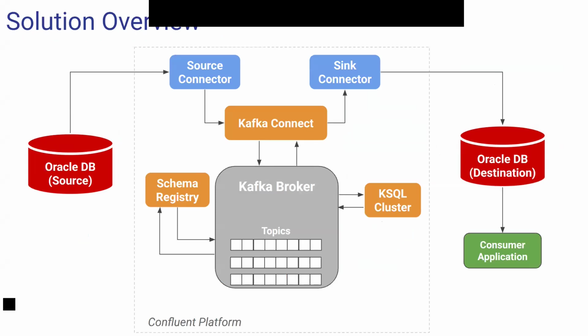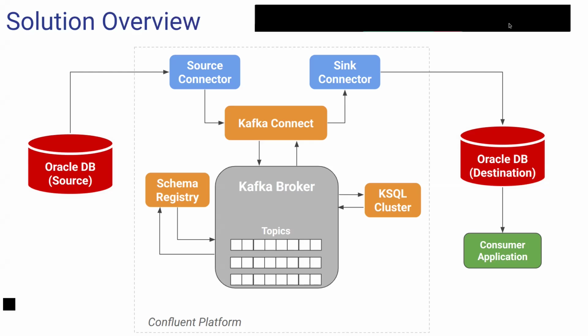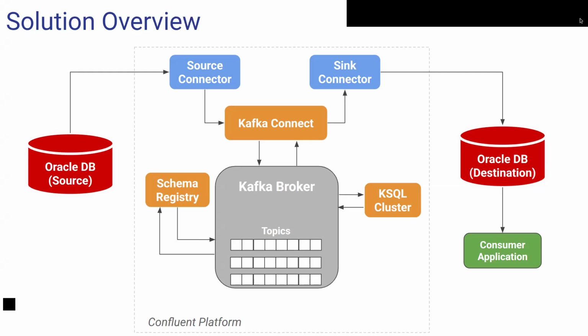So what solution did we propose? The customer already had a Confluent Platform on-prem installation. So we proposed we can use a source connector and a sink connector to source the data from the Oracle DB on the source side, publish it to the Kafka broker, and from the Kafka broker, sink it to the Oracle destination DB. We are also using Schema Registry for serialization and deserialization. Along with that, we also proposed to use a KSQL DB cluster for the message transformation.